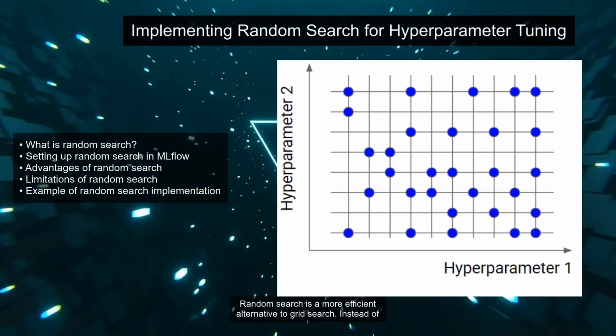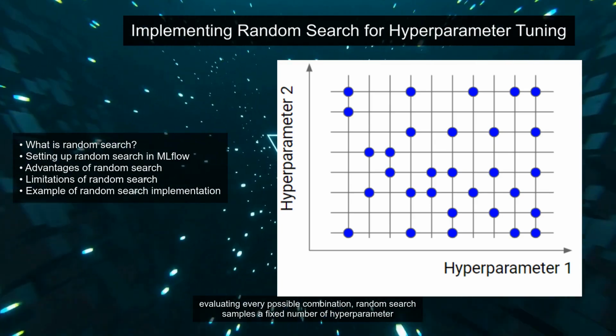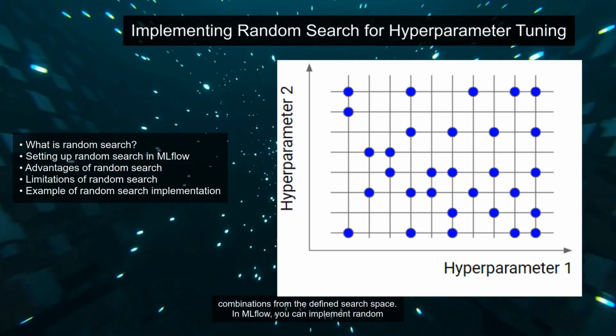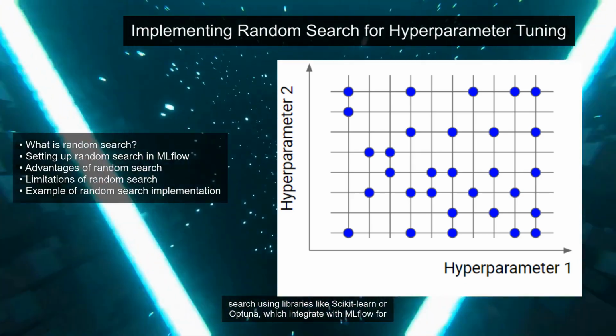Random search is a more efficient alternative to grid search. Instead of evaluating every possible combination, random search samples a fixed number of hyperparameter combinations from the defined search space. In MLflow, you can implement random search using libraries like scikit-learn or Optuna, which integrate with MLflow for logging and tracking.